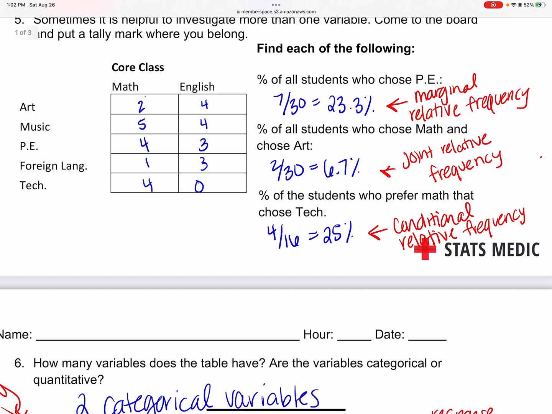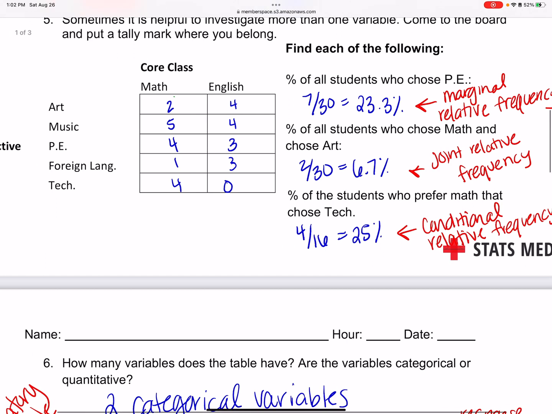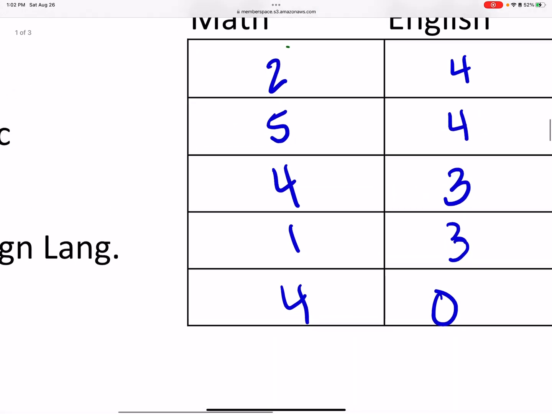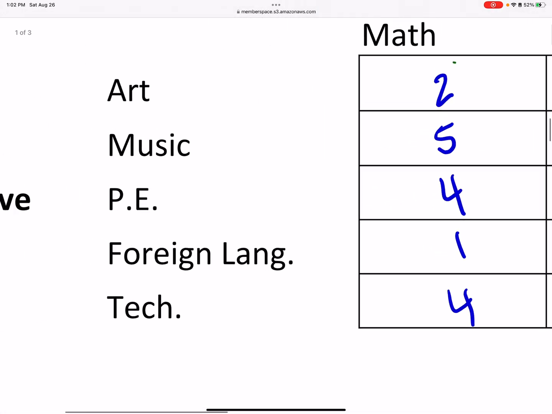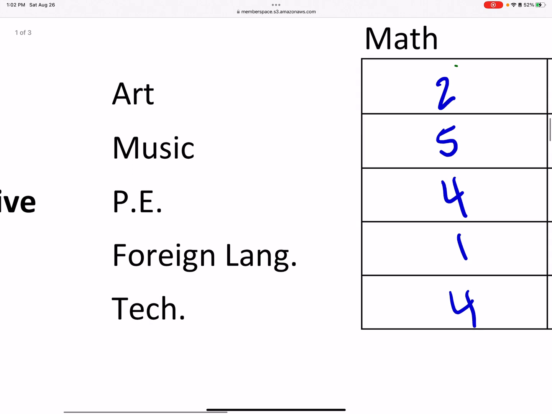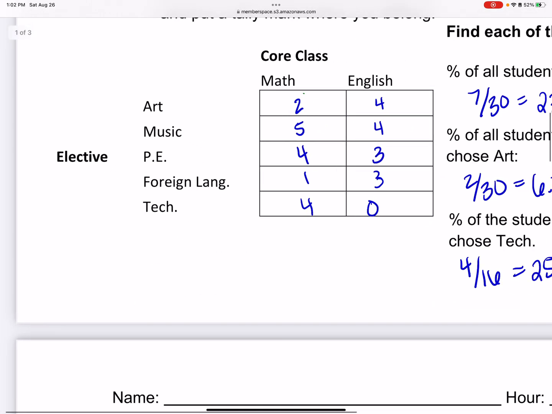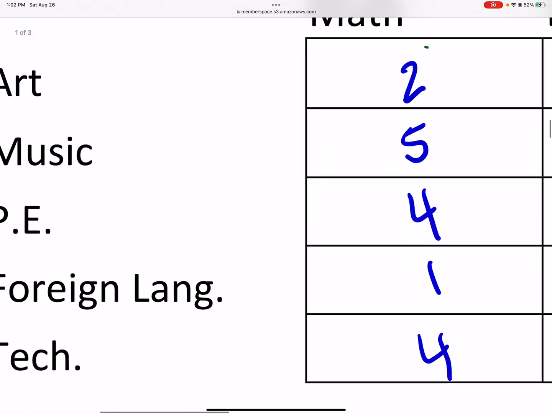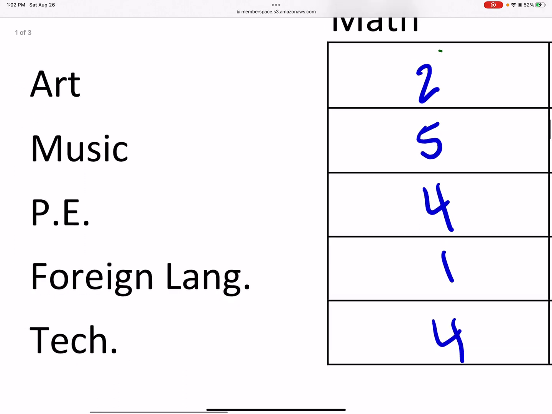Finally, conditional relative frequency says what's the percentage of students who prefer math that chose tech? So we added up math already and we got 16. So I'm only wanting to look at the math part. And it said tech. So tech, I have 4 over the 16.